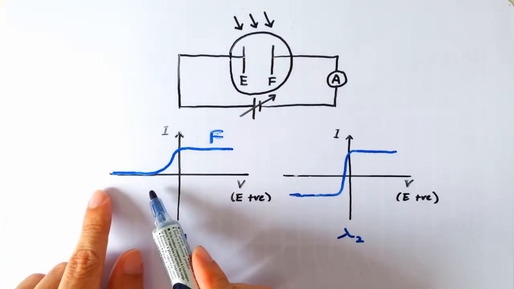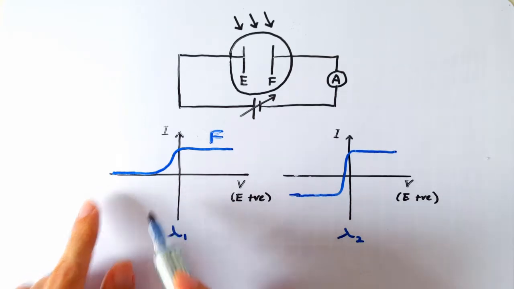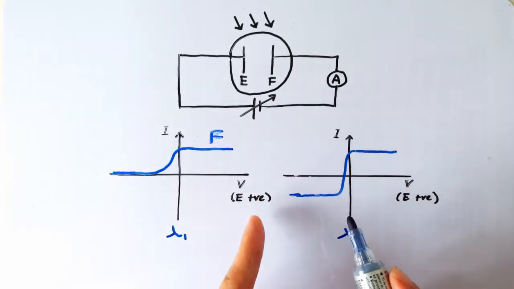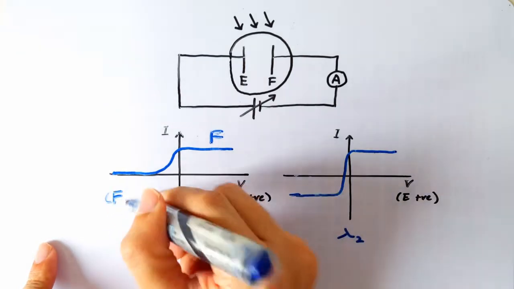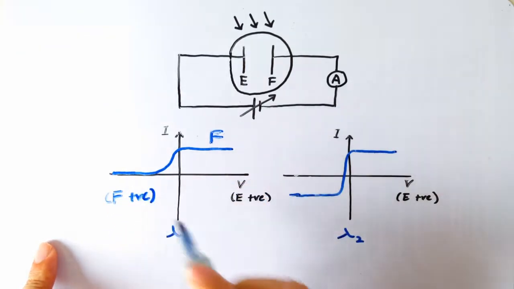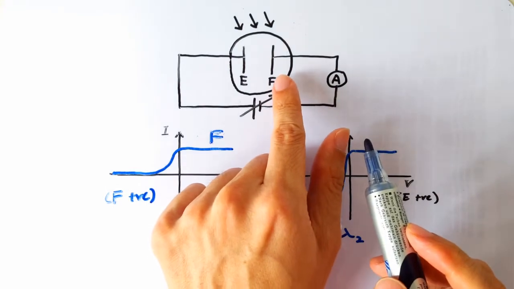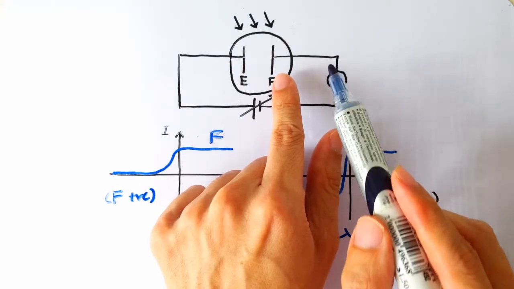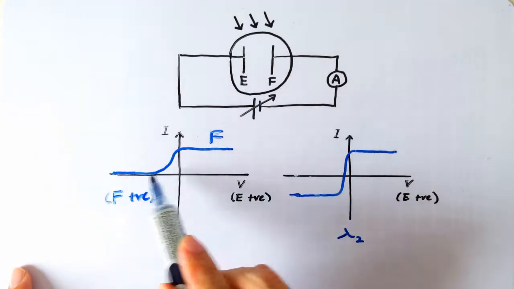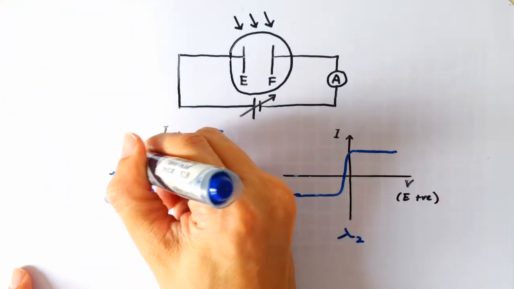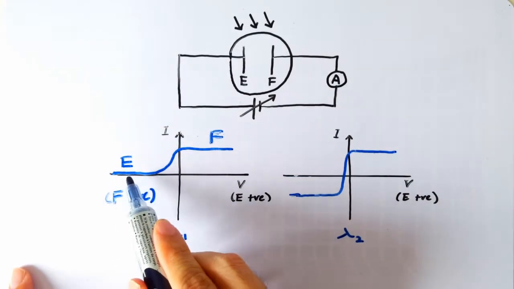On this side, we must be making plate F positive, right? If on this side we are making plate E positive, this side must be making plate F positive. By making plate F positive, we are trying to attract whatever photoelectrons are being emitted by plate E. So this part of the graph should correspond to the photoelectric effect of plate E.